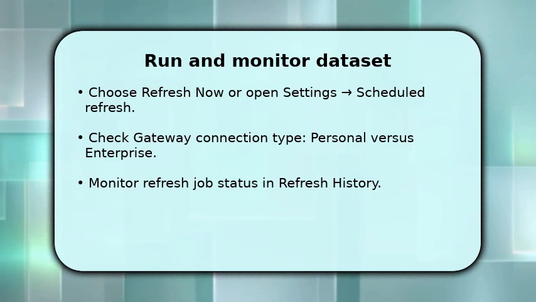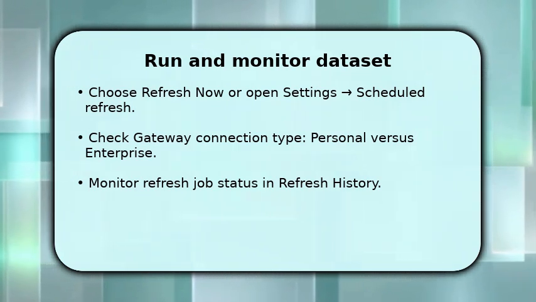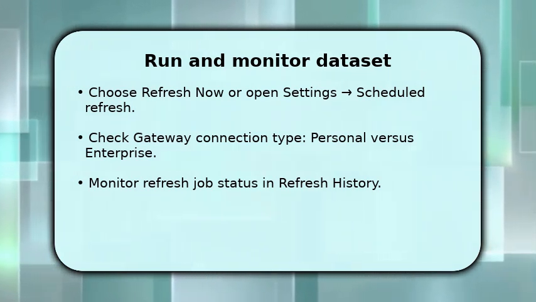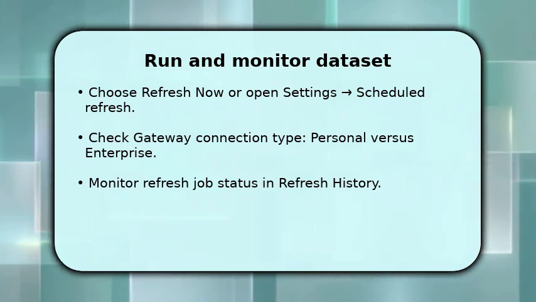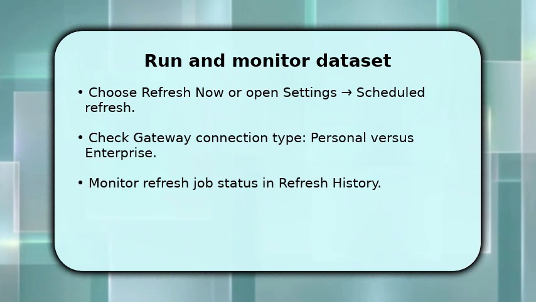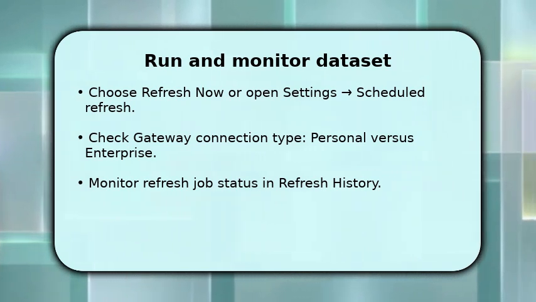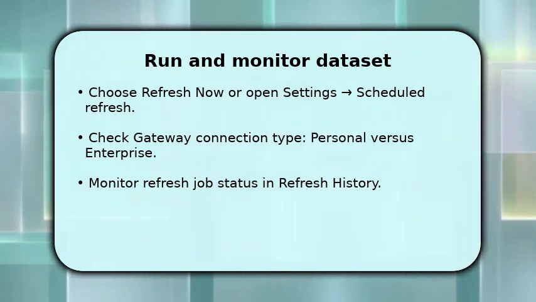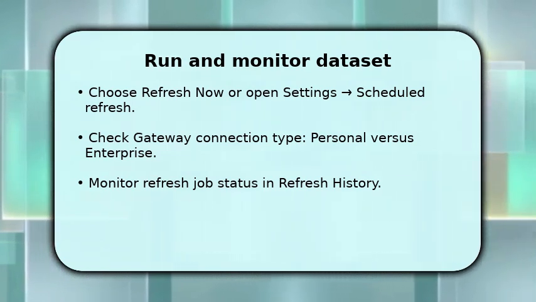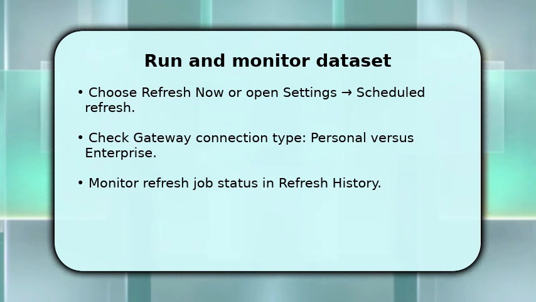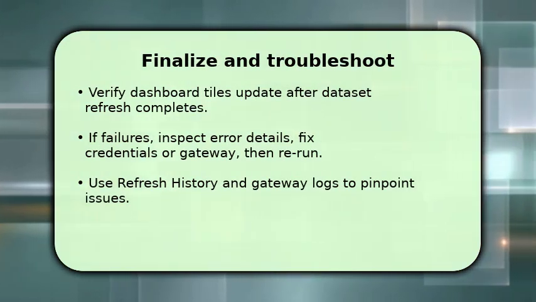Once triggered, go to the Dataset menu and open Refresh History to watch progress and see row counts or errors. This provides the detailed execution feedback you need to diagnose slow queries or authentication failures during the middle of the process. After the dataset completes, check your dashboard to confirm tiles reflect the new data. Visuals update once the underlying dataset refresh finishes.